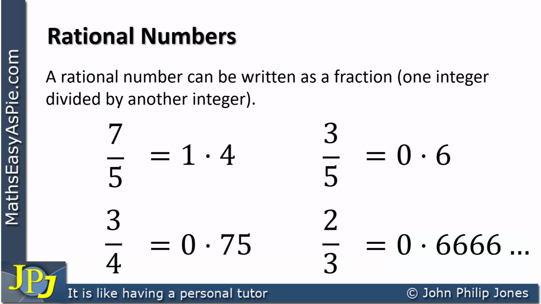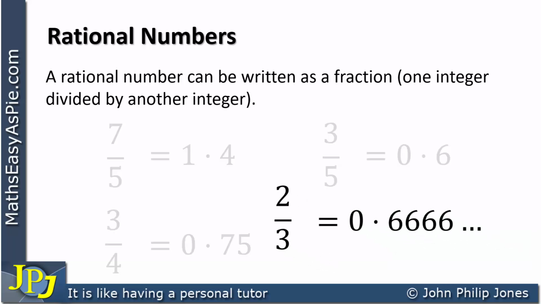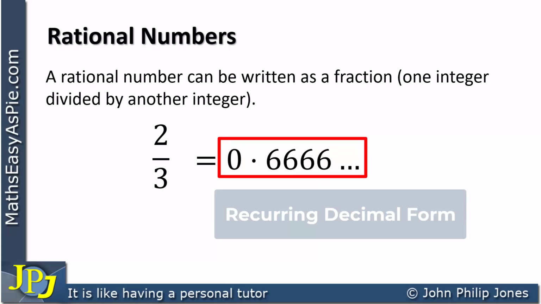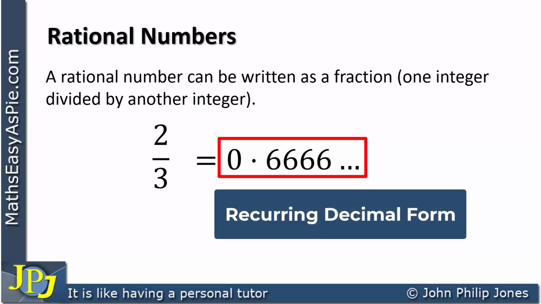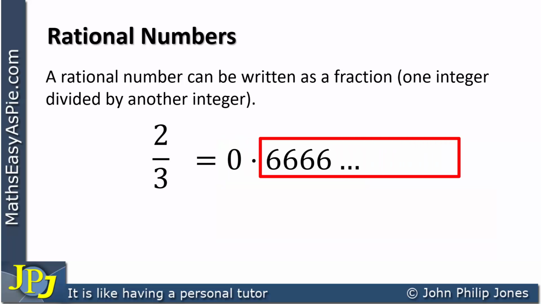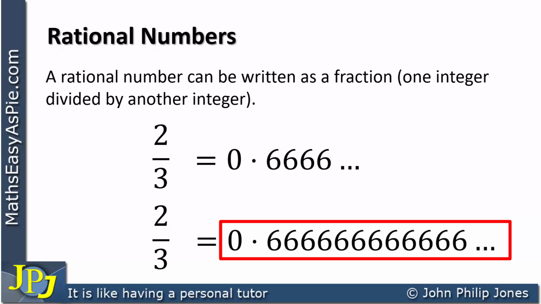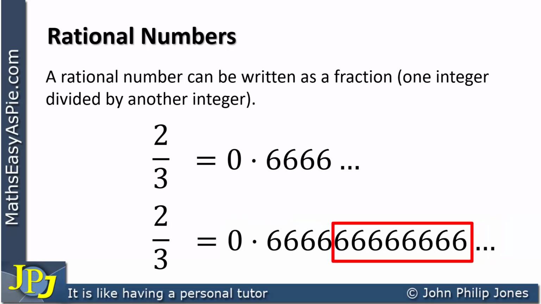Now, what I'm going to do, I'm going to home in on the 2/3. And we can see 2 over 3 is 0.6666 and the 3 dots. Now, this is referred to as a recurring decimal form. It means the 6s will carry on forever. What about another way in which we can represent this? Well, you can see here, I've added more 6s, and there's 3 dots there to say I can carry on adding 6s.